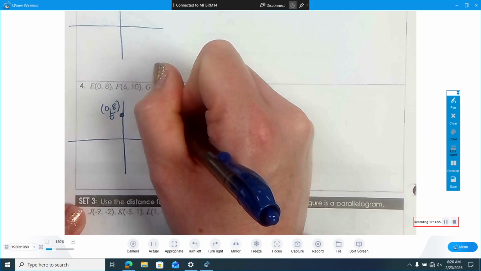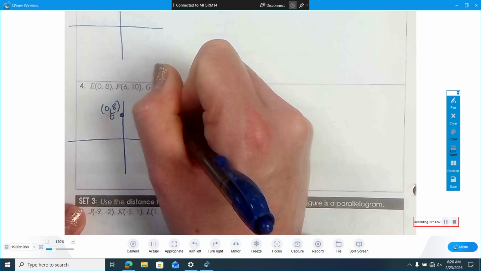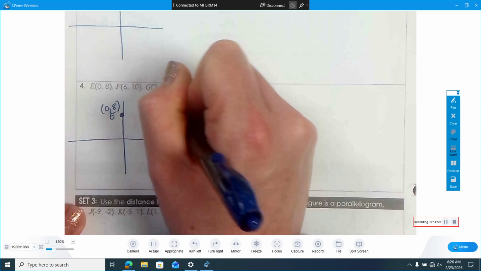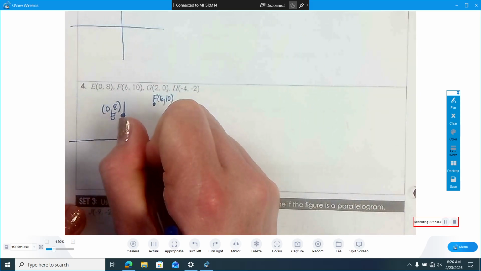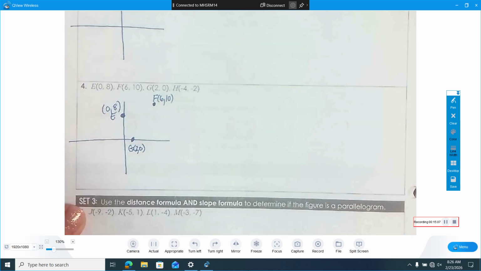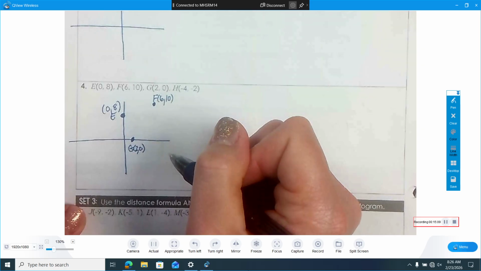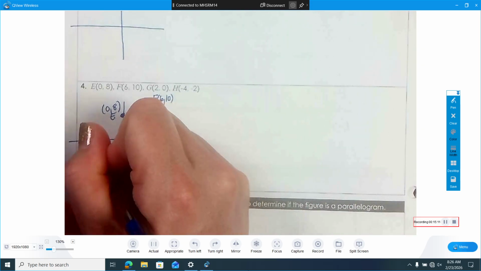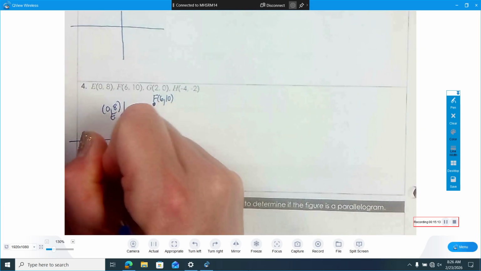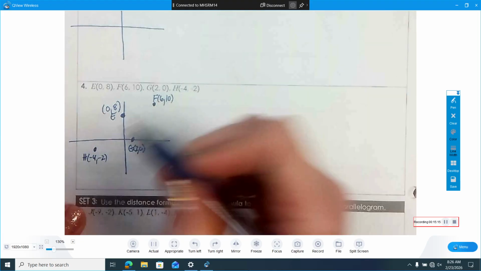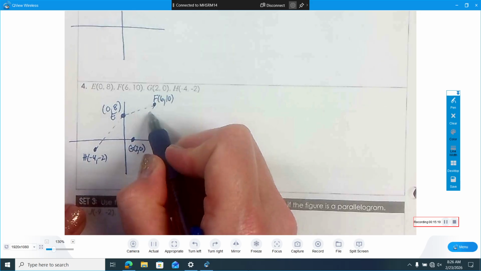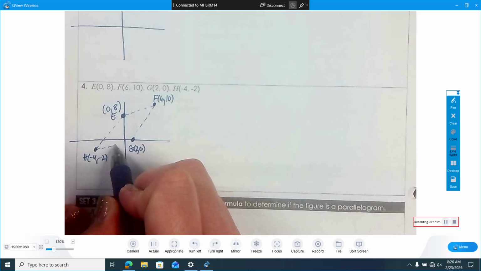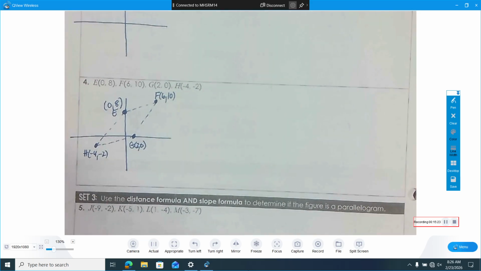6, 10. Maybe that's about right here. F is 6, 10. 2, 0 is maybe about right here, so this is point G at 2, 0. And H is at -4, -2 right here. So this is maybe a parallelogram. Maybe.